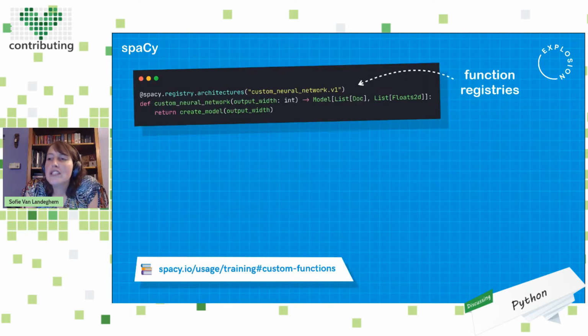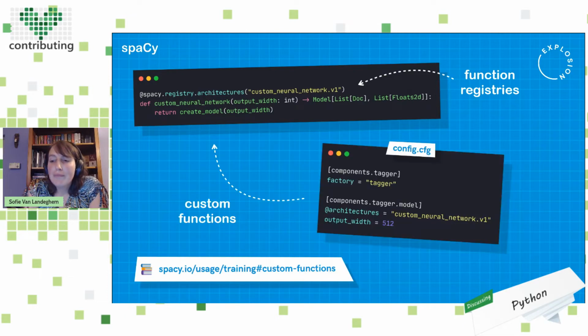So let's get back to the registered functions that I mentioned on the previous slide. This is another snippet of a configuration file that looks a little bit like the previous one, where you see again this @architectures notation. What this means is that spaCy will go into something called a registry and look for this function. The registry in spaCy really just maps a string name, for instance, custom_neural_network.v1, to a function. And in this case, the function is custom_neural_network.